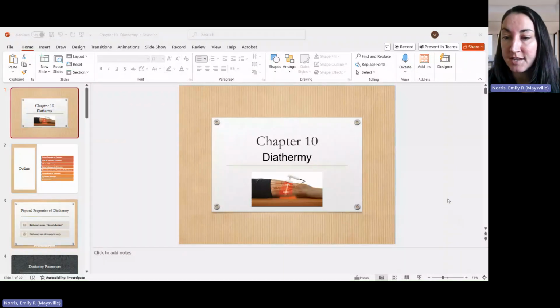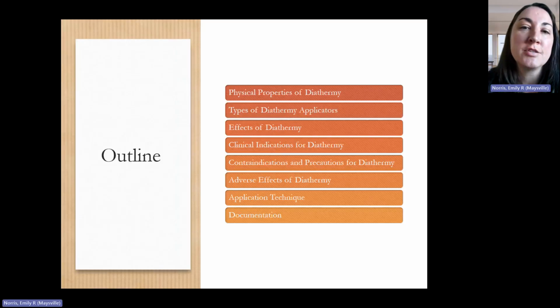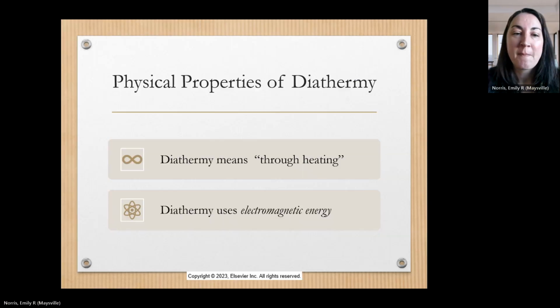Today we are going to be talking about diathermy and how we use that in a PT setting. All right, so here is our outline you can take a look at. And some of the physical properties of diathermy. So diathermy means through heating, and it uses electromagnetic energy to heat up tissues.